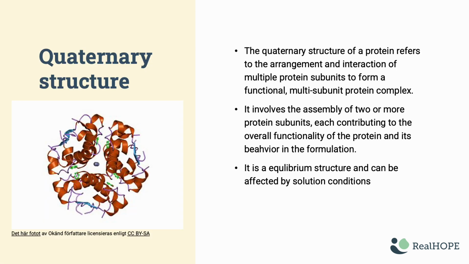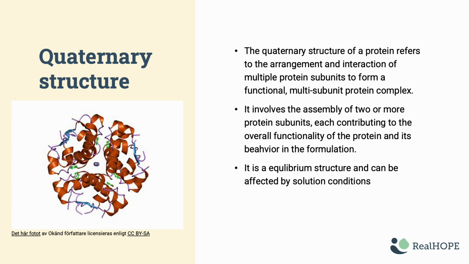The quaternary structure of a protein refers to the arrangement and interaction of multiple protein subunits to form a functional, multi-subunit protein complex. The figure, for example, shows a hexamer of insulin. It involves the assembly of two or more protein subunits, each contributing to the overall functionality of the protein or its behavior in the formulation. For example, quaternary structure can affect uptake or stability of the protein. It is an equilibrium structure and can be affected by solution conditions.